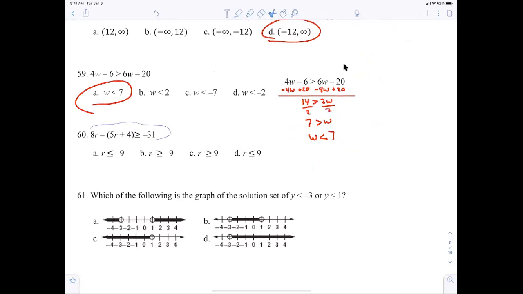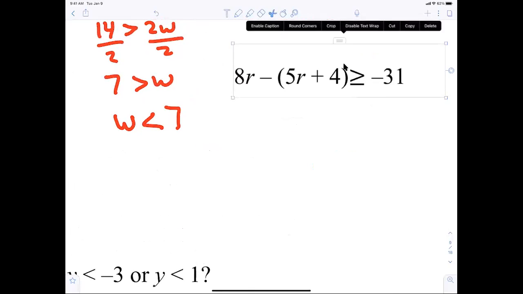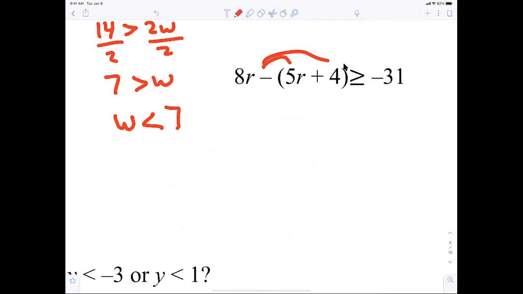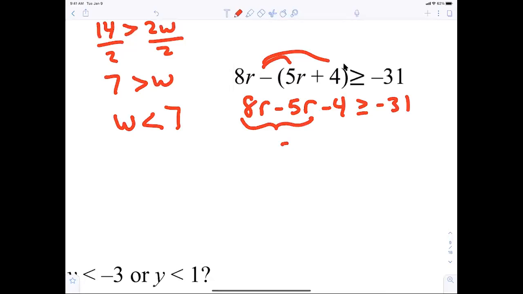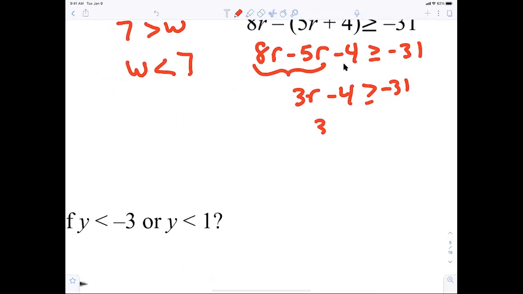All right, let me grab 60. We're going to do the same thing. All right, here we go. Now, again, most people forget to distribute the negative, so be careful. 8R minus 5R minus 4 greater than or equal to negative 31. 5R or 8R minus 5R is 3R. Add 4 to both sides. 3R is greater than or equal to negative 28. So R is greater than or equal to negative 28 thirds.